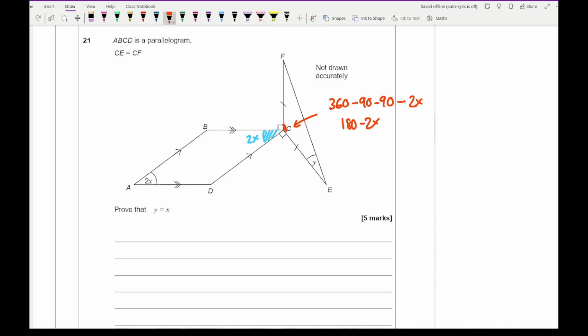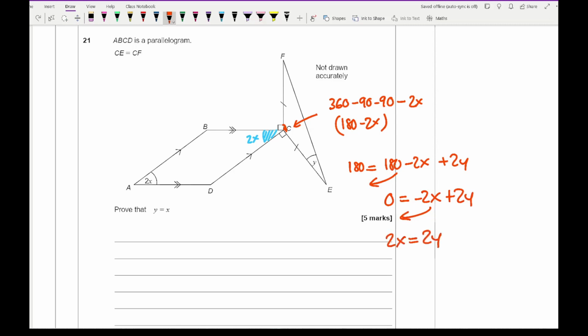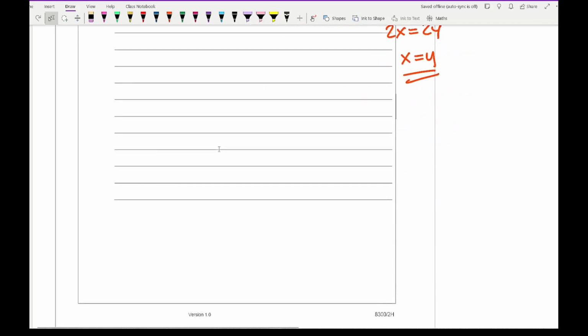Now to work out y, well, y is going to be 180 minus, because angles in a triangle add up to 180. Well, if that angle there is this, then I've got 180 equals 180 minus 2x plus 2 lots of y. Now from this, the 180s cancel, so if I take that over to the other side, then it was 0 equals minus 2x plus 2y. I then take the 2x over to the other side, so I end up with 2x equals 2y. Divide both sides by 2, and I'm left with x equals y, or y equals x, which is what they wanted me to prove.